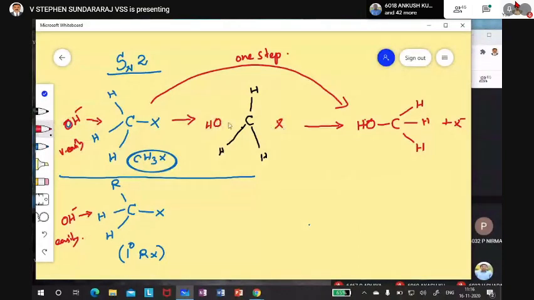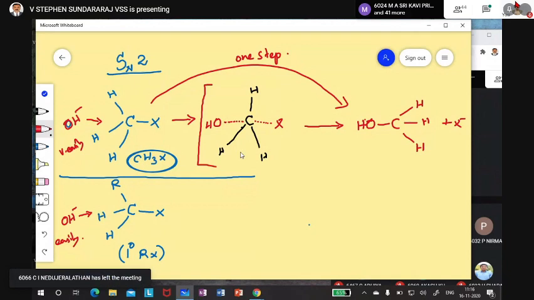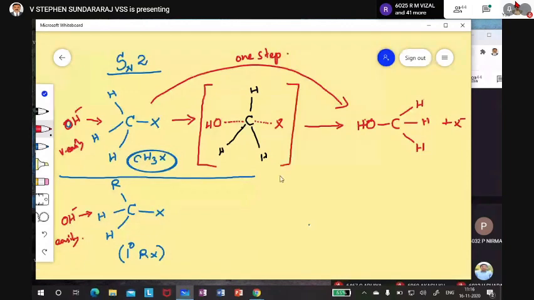This bond is formed slowly. Carbon will have only 4 valency, so when the fifth one is formed, one of them will be loosened. It is the CX bond that loosens, because the CH bond is stronger; it is a polar bond, so here only it will be loosening. And this I cannot write simply, otherwise it becomes a step. So this is unstable. This is called a transition state. OH is attacking, partially forming a bond, and the CX bond is partially loosened.